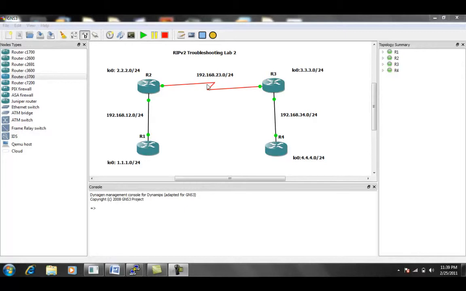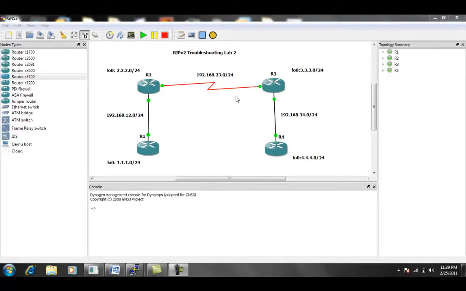So as you can see from the network topology, we have 4 routers in this lab. We have router 1, 2, 3, and 4. Router 1 has a loopback 0 IP address of 1.1.1.1/24, and router 2 has a loopback 0 IP address of 2.2.2.2. Router 3 is 3.3.3.3, and router 4 is 4.4.4.4.